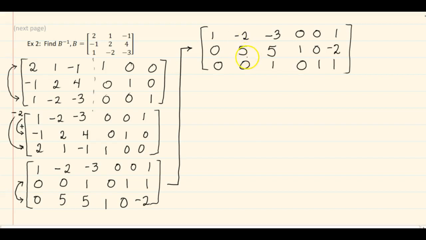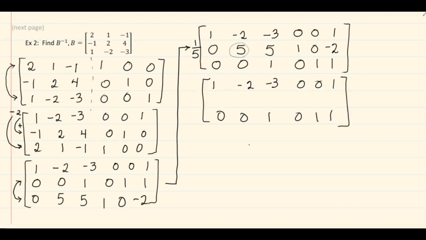Now I need to get a 1 in this position, so what I'm going to do is multiply row number 2 by 1/5. Notice that row number 1 and row number 3 don't change, so I'm going to write those first. Now I'm ready to change row number 2 by multiplying every term by 1/5. So now we have 1, 0, 0.